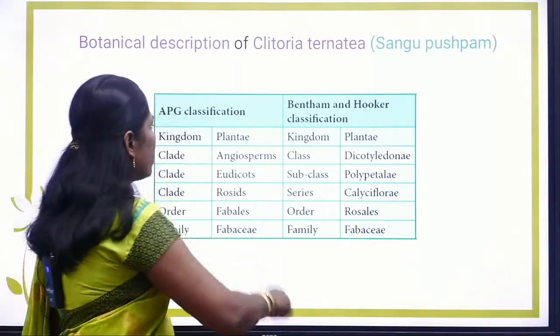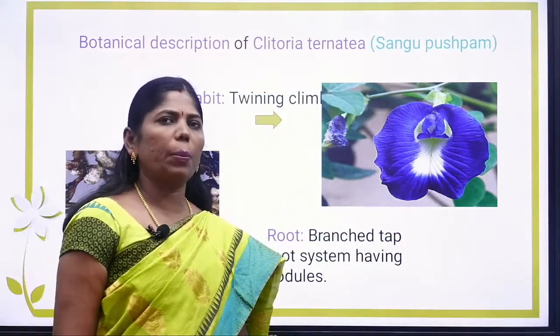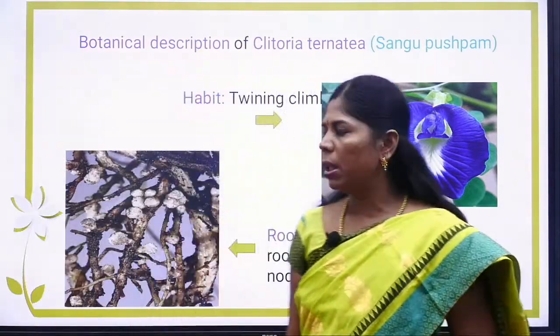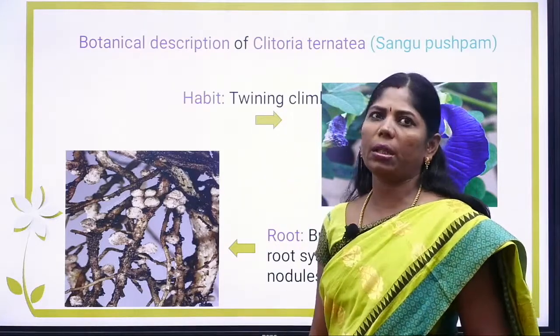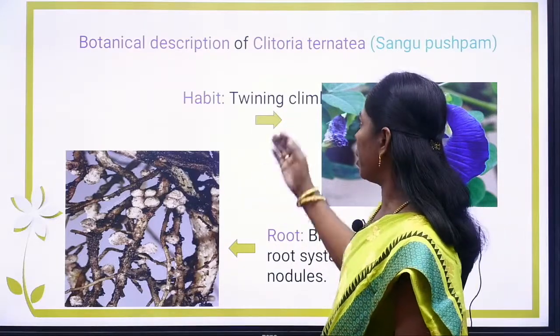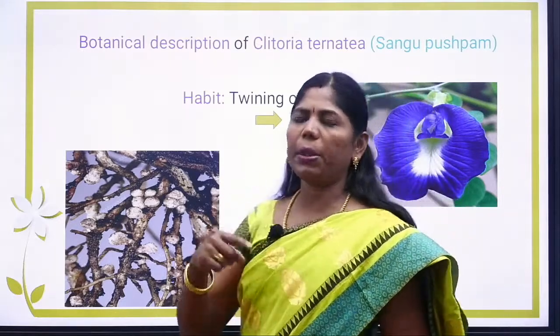So next we are going to see the first character, that is habit. Okay, the botanical description of Clitoria. The first one is habit. So what is the habit of Clitoria ternatea? The habit of Clitoria ternatea is a twining climber. So that is a twiner.